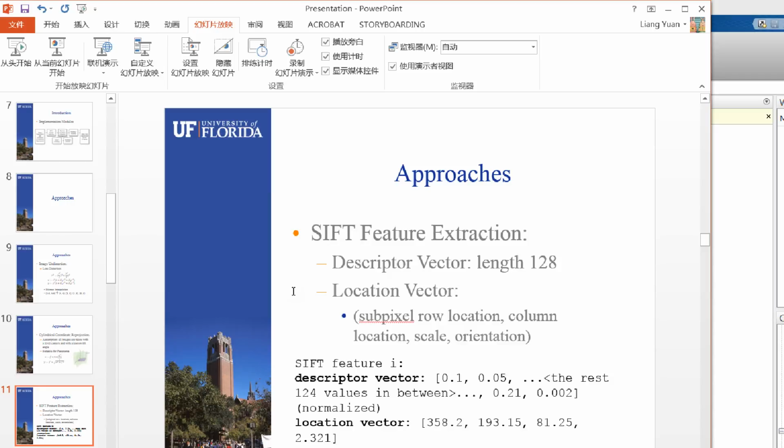Now we enter into the SIFT feature extraction. The SIFT is short for scale invariant feature transformation, and it has mainly two parts. The first is the descriptor vector. It has 128 length, and the second part is the location vector, which has 4 parameters: the subpixel row location, column location, scale, and orientation. Here is an example of the SIFT feature. We notice that the descriptor vector has normalized values.